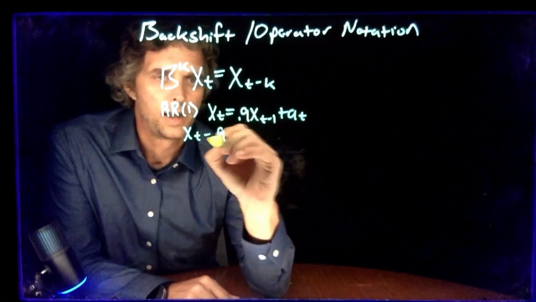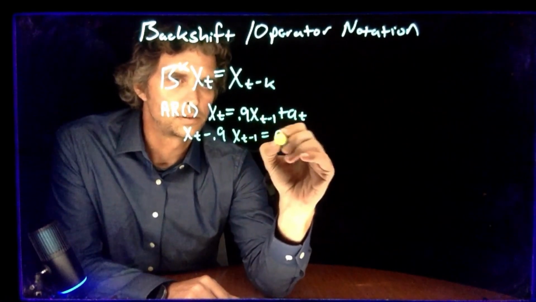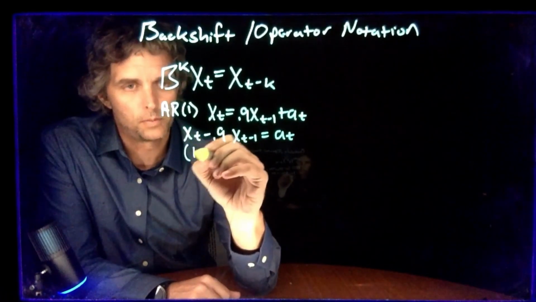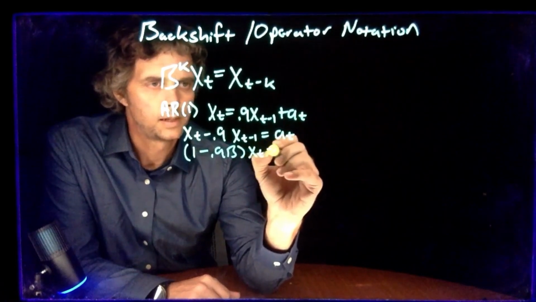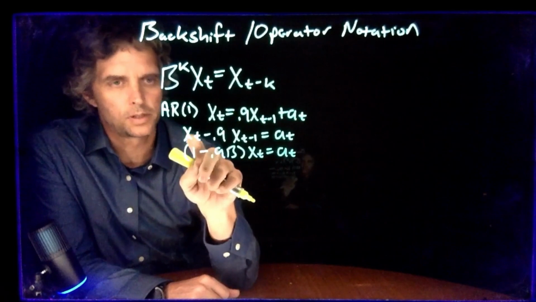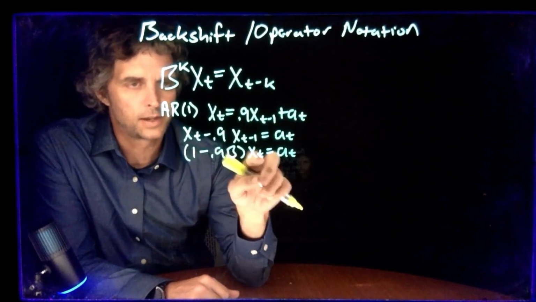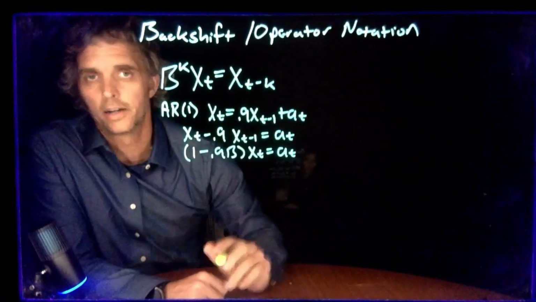That form is also going to become very useful to us. So that'll be x_t minus 0.9 x_{t-1} equals a_t. And then I'll put that in backshift notation. That would be (1 minus 0.9 B) x_t equals a_t. And here's where I like to check it. It's x_t times 1 is x_t, and x_t times negative 0.9 B. B operates on the x_t to give us x_{t-1}, and so there's negative 0.9 x_{t-1}. Great, it all checks out.